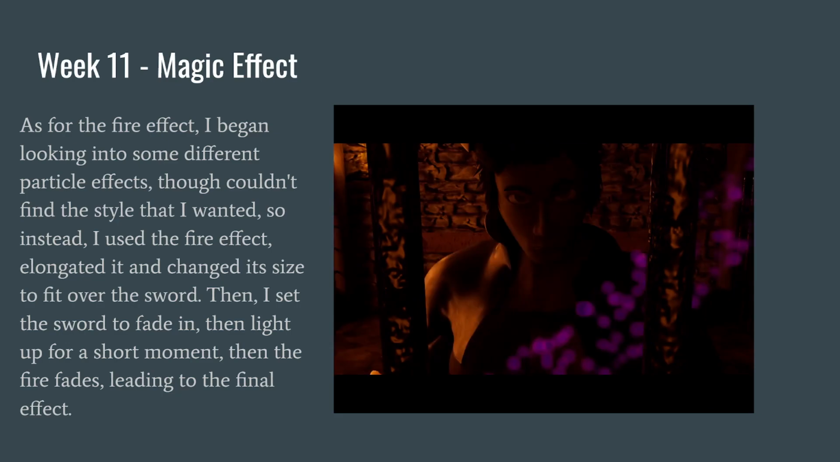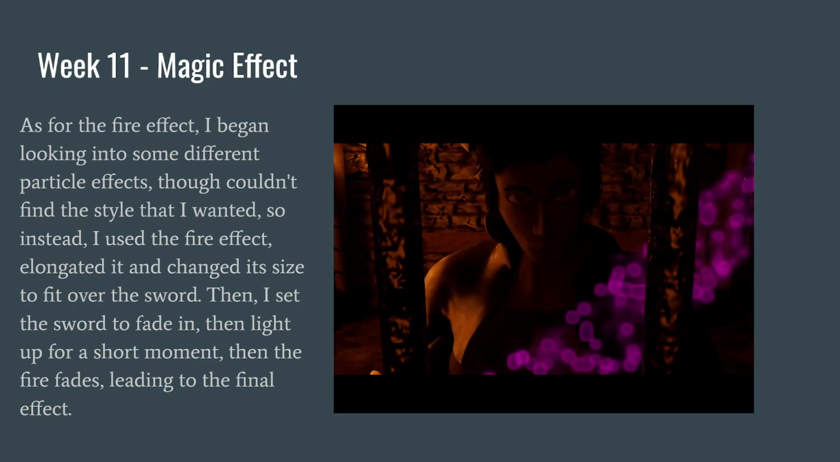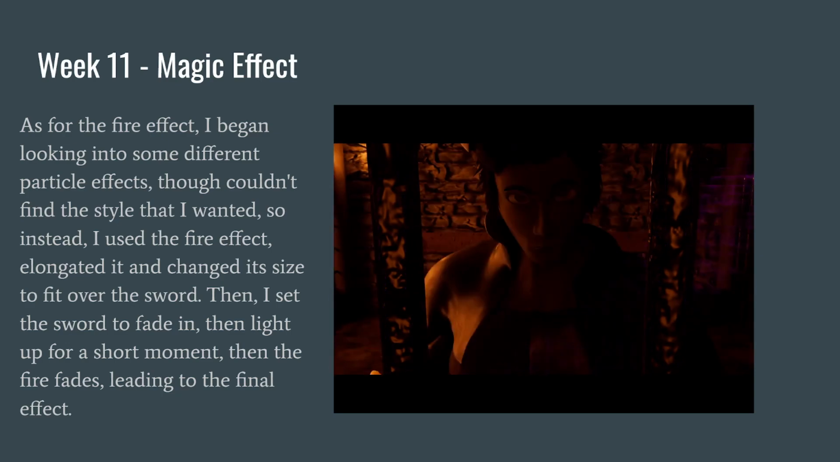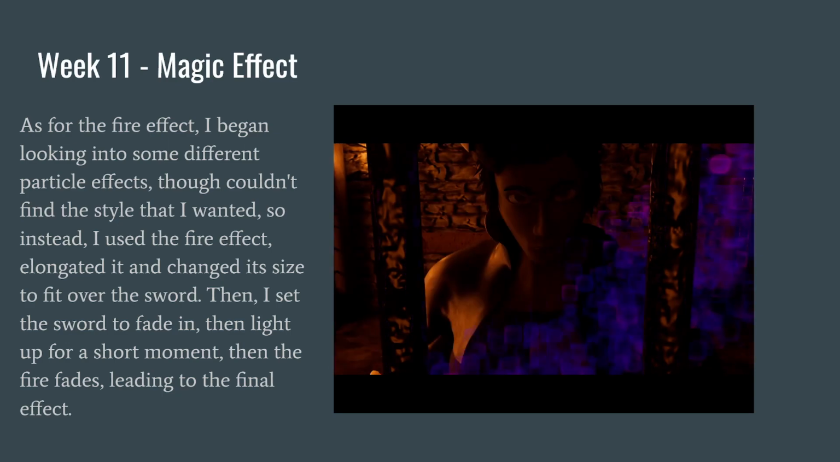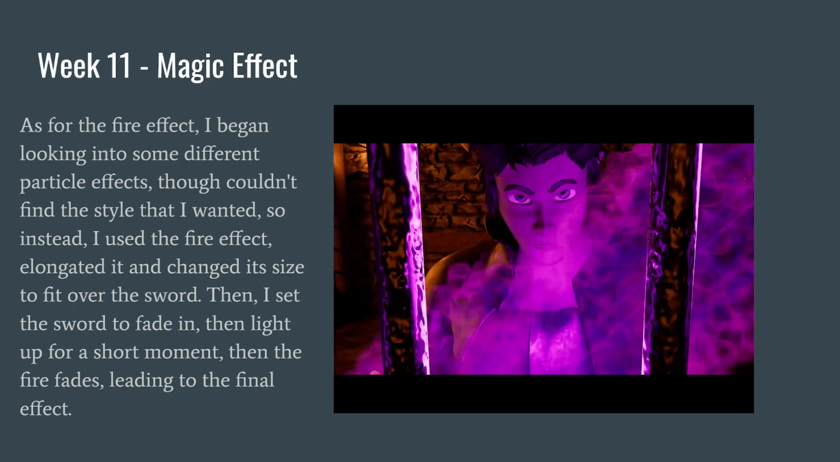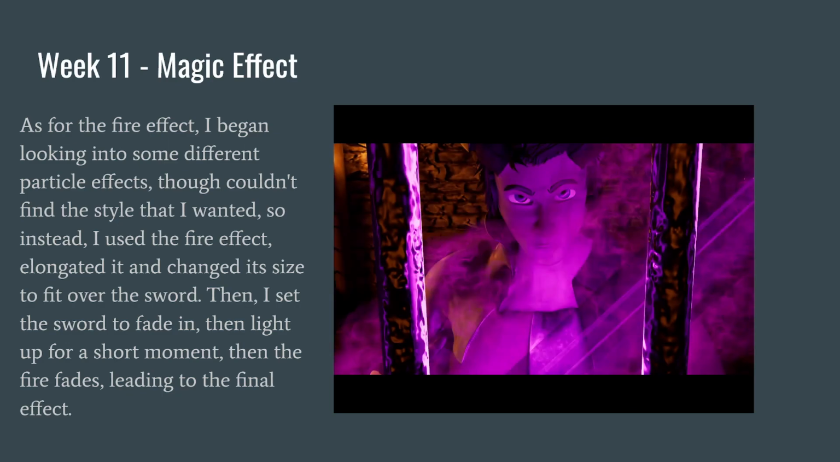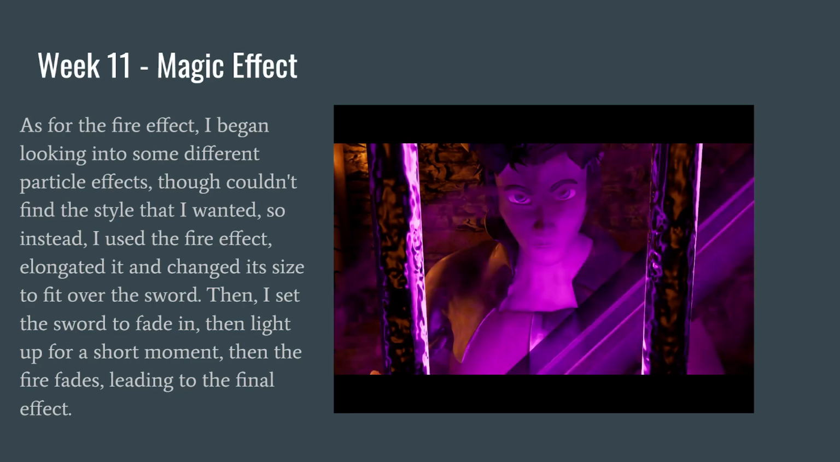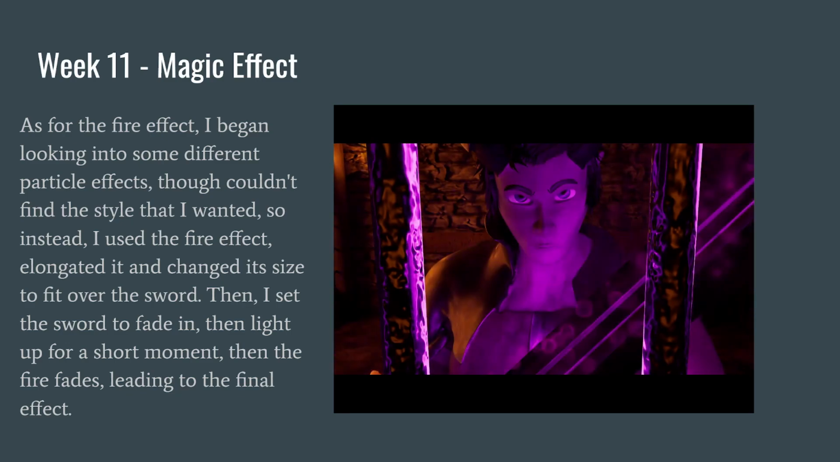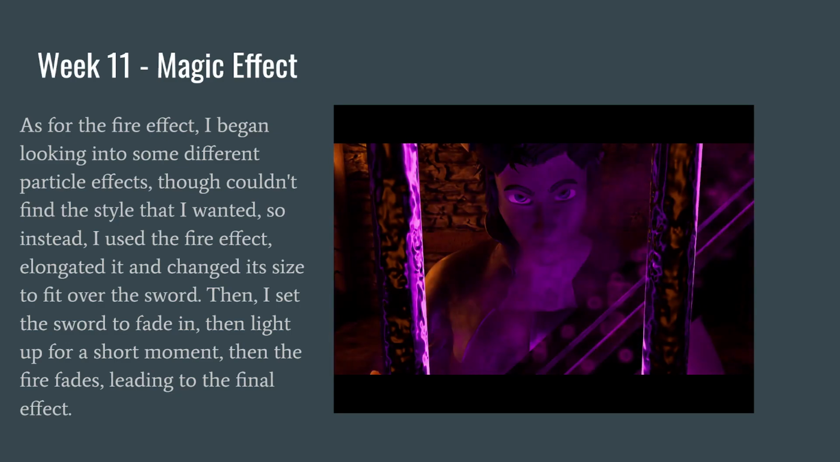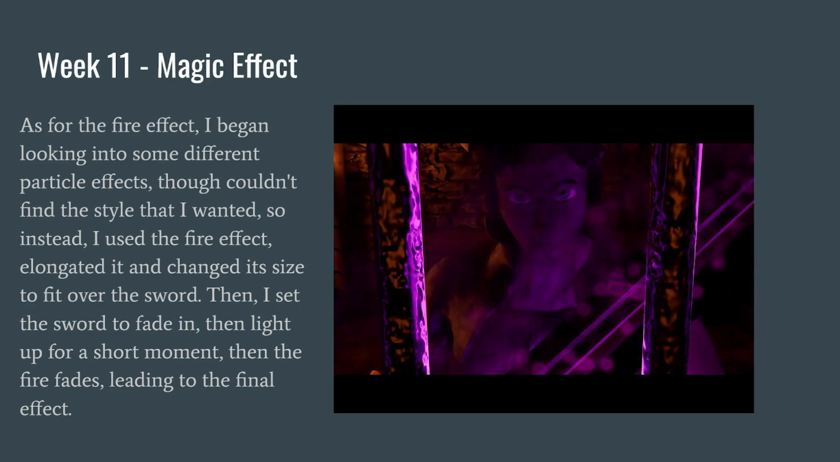So what I actually did was I stole the fire effect that I used for the lighting of the torch, and I shrunk it and elongated it to the same shape as the sword, and changed the colour of it to the pink purpley colour, because canonically in the game that I use him, he has a purpley pink sort of magic.